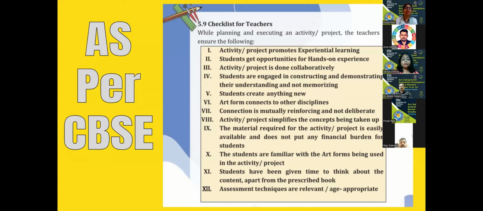The material required for the activity or project is easily available and does not put any financial burden on the student. So this is the most important thing. Being an educator, we have to keep in mind that we cannot pressure the child about the cost of a particular research or project. So we have to select the activity and project topics inside the classroom so that there is no financial burden on the student, because there is a set of different backgrounds in our class. We don't know the backgrounds, right? So we cannot ask any child. Maybe the child is very good, but due to financial burden he will not be able to perform. So we have to keep these things in mind.